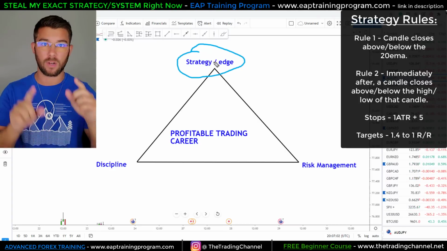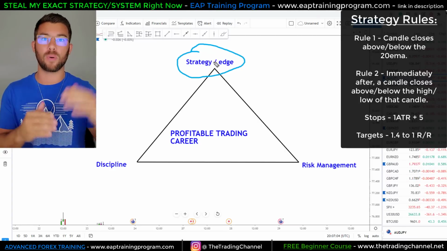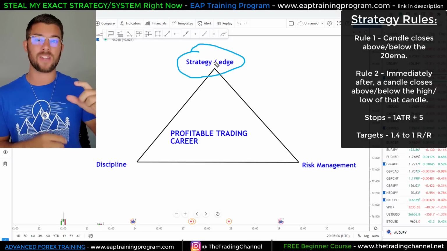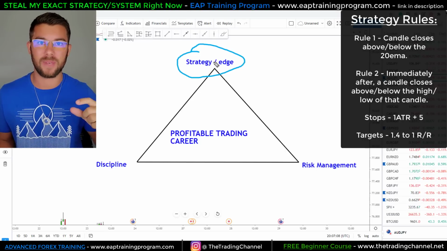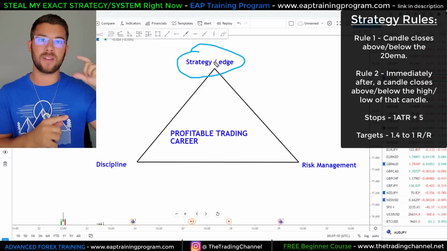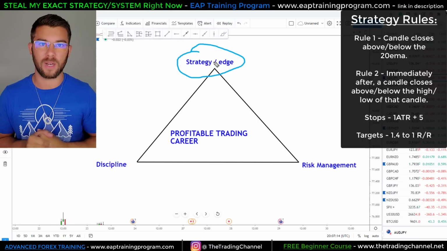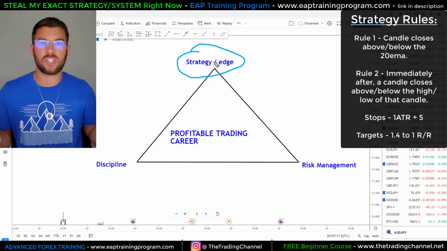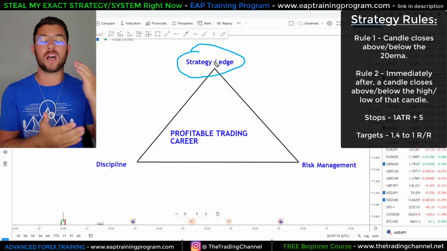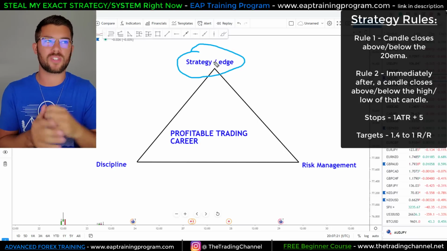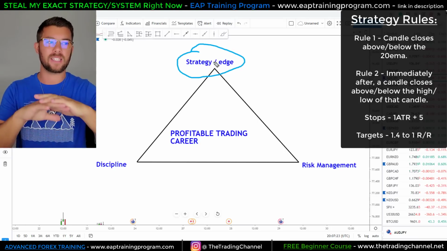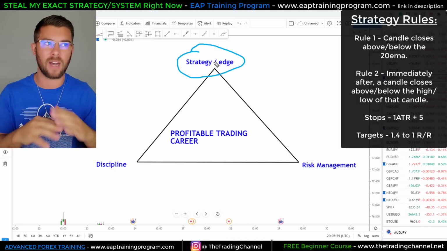We're waiting on, let's call it, a bullish version of the strategy. The bullish version of this strategy is a green candle that closes above the 20 EMA, immediately followed by another green candle that closes above the high of that green candle that closed above the 20 EMA. That's your entry. It's as easy and simple and objective as possible. You don't want subjectivity in your trading as much as you can help it. There's no way to completely get it out, but as much as you can help it.